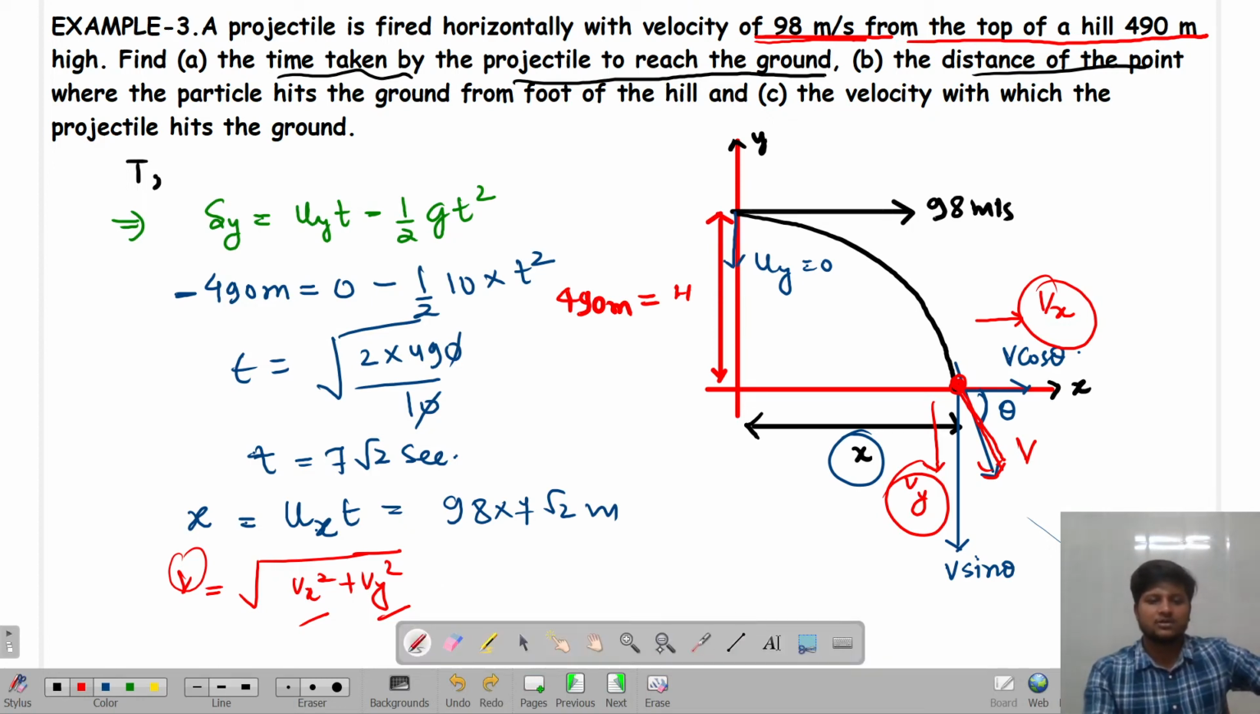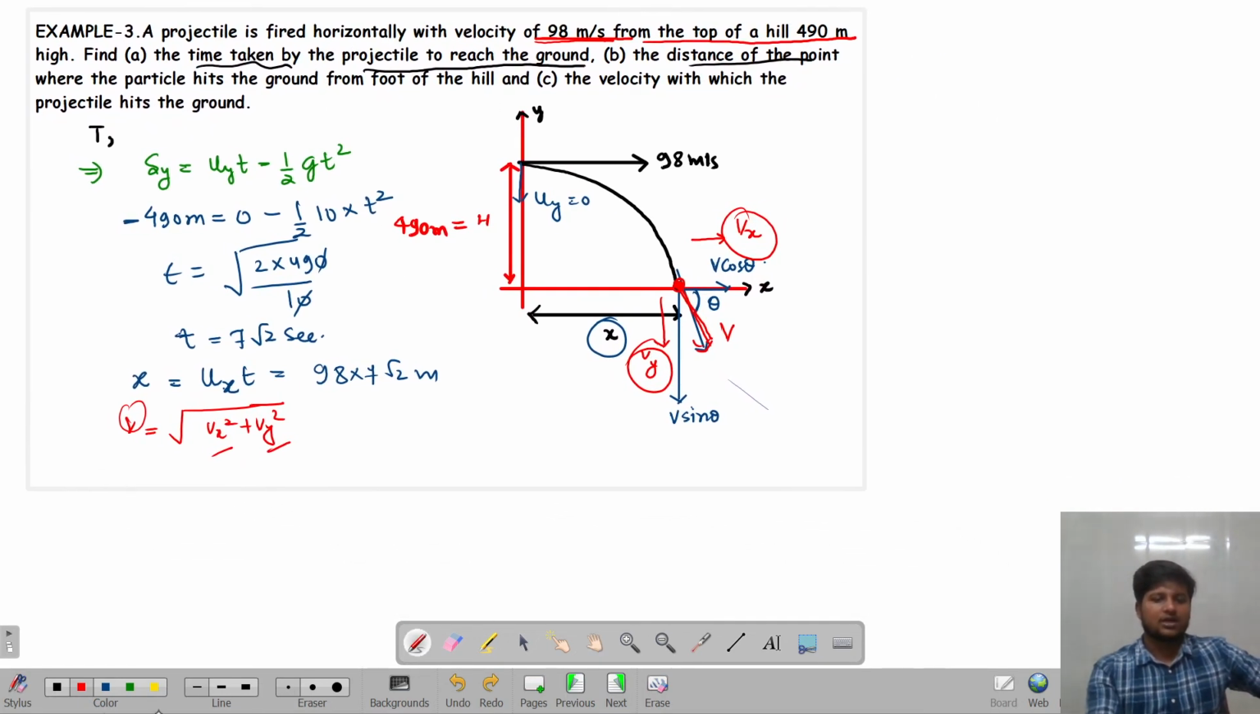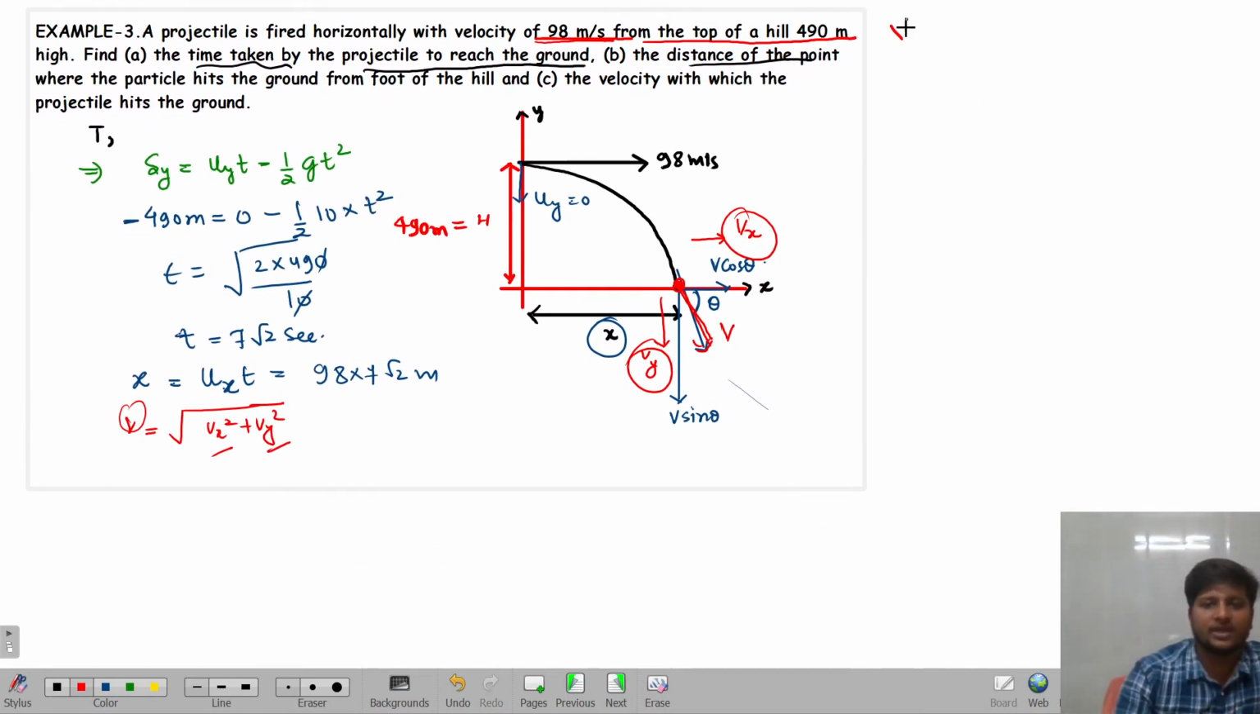Simple, logical, easy. Go over here, Vx. So Vy, first I'll calculate Vx. Okay, let us calculate Vx. So what is the final velocity equation? Final velocity is equal to initial velocity along x direction plus acceleration along x direction into time t.